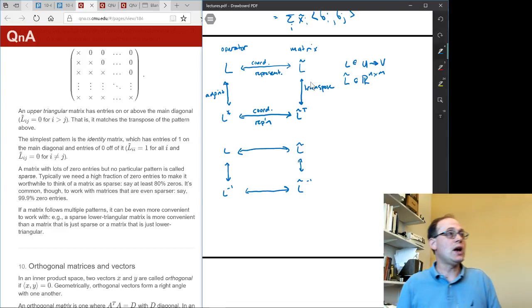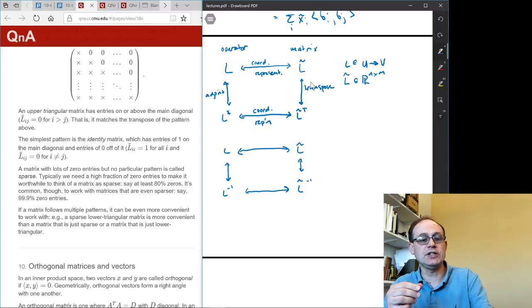Someone is asking why matrix patterns are important. Is it just computational efficiency? Chiefly, computational efficiency is the reason that they're important.